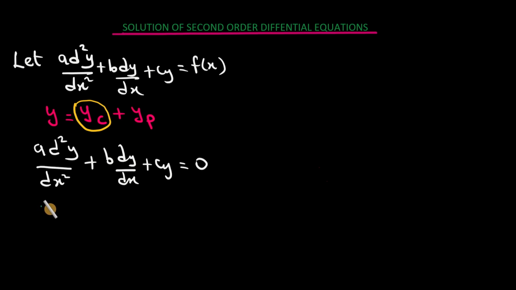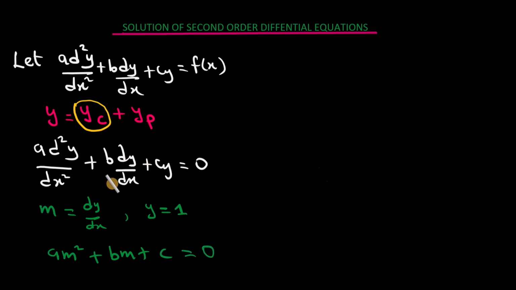To get the auxiliary equation, we need to set a variable, say m = dy/dx, and y equals 1. If we do that, this homogeneous differential equation will now be am² + bm + c = 0. The general solution of this homogeneous equation, which is the complementary function yc, depends on the roots of this auxiliary equation.